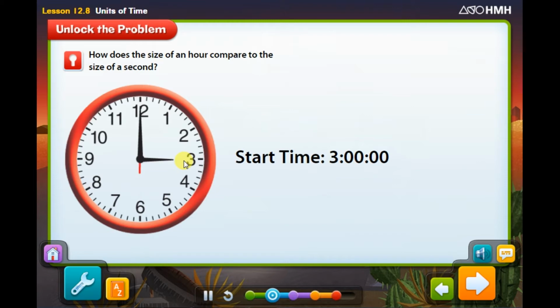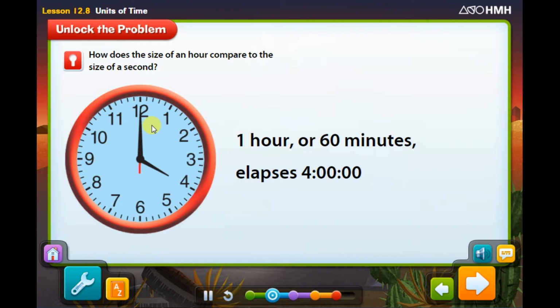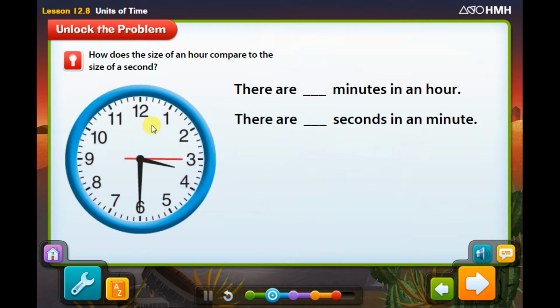Let's see how all the hands of a clock work. What happens when a second, a minute, or an hour passes? If a second passes, this means that the second hand will move 1 place, right? The shading shows the distance the hands traveled. Here, the hands show what it looks like when 1 second, 1 minute, and 1 hour pass. How does the size of an hour compare to the size of a second?